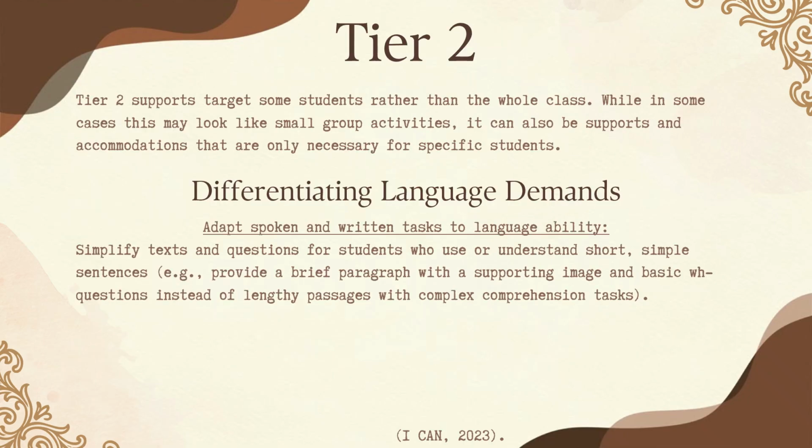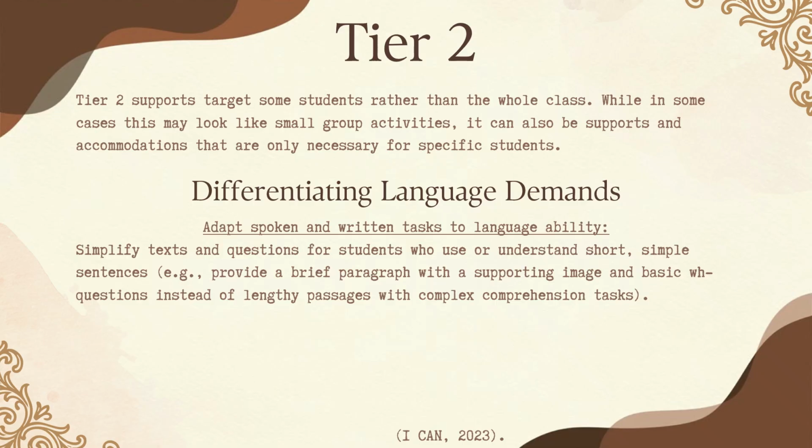Tier 2 supports target some students rather than the whole class. This is often thought of as small group activities, which is one form of Tier 2 interventions. However, it can also be supports and accommodations that are only necessary for specific students. So in terms of differentiating language demands, you can adapt spoken and written tasks to language ability. So this would look like potentially simplifying texts and questions for students who use or understand short, simple sentences.